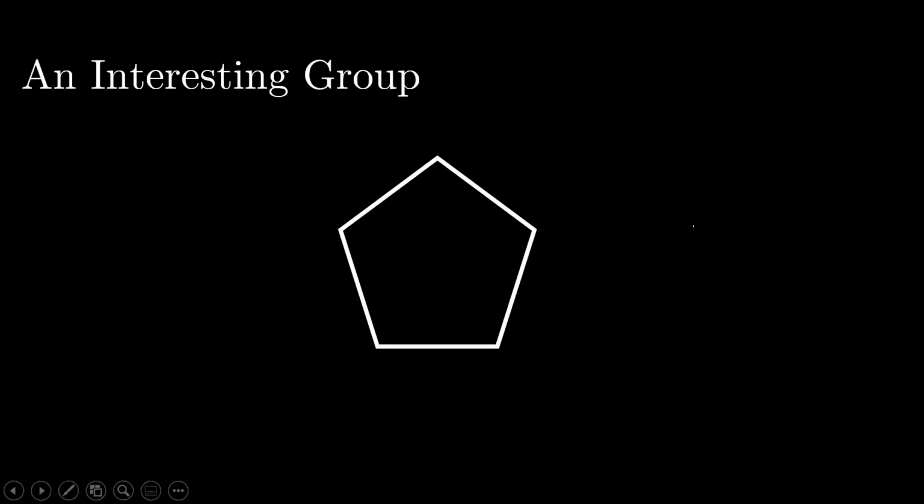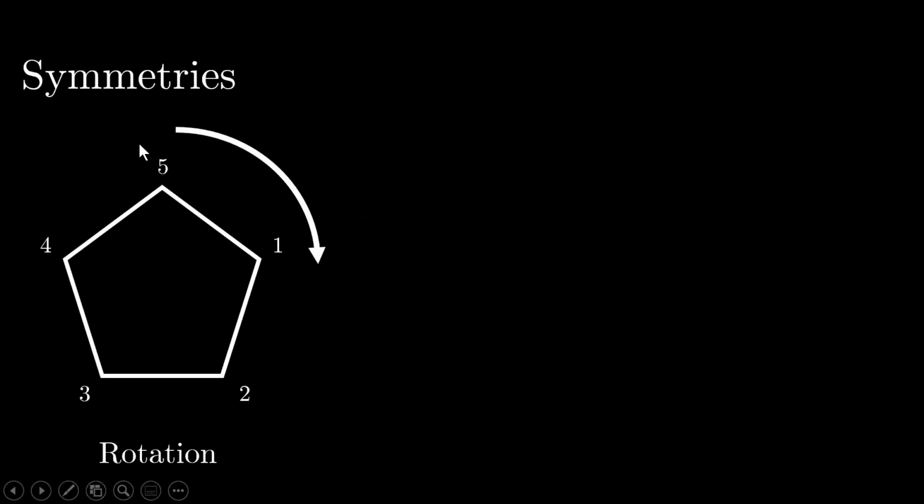Okay, and so here's an interesting one. So let's take a regular pentagon, and let's label its vertices 1 through 5, and let's ask ourselves, what are all the symmetries of this pentagon, right? So I'll give you some of them. So we can rotate, right? And we see that 5 is now where 1 used to be, so as we rotated, the entries moved clockwise. And so let me just say what a symmetry is.